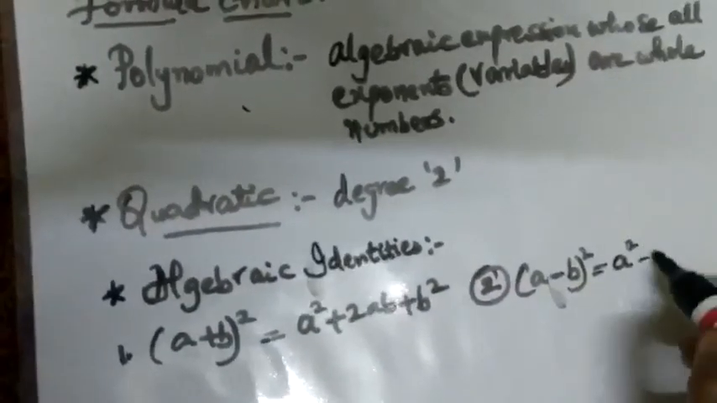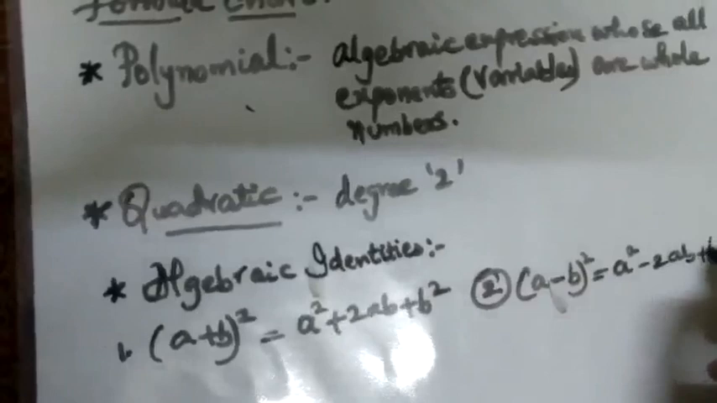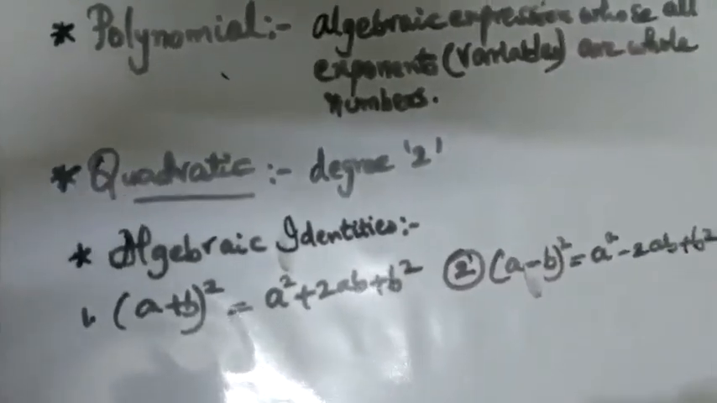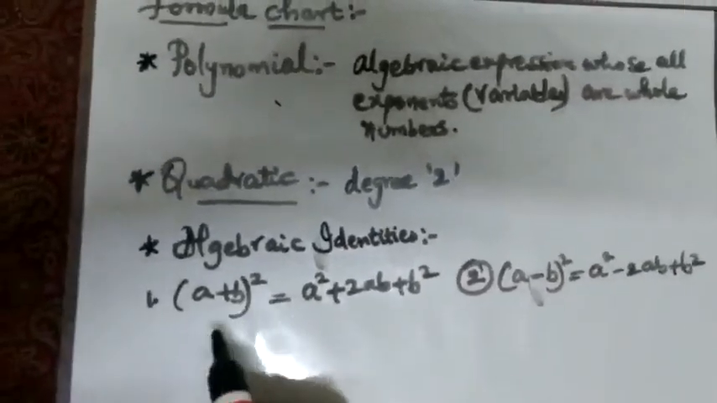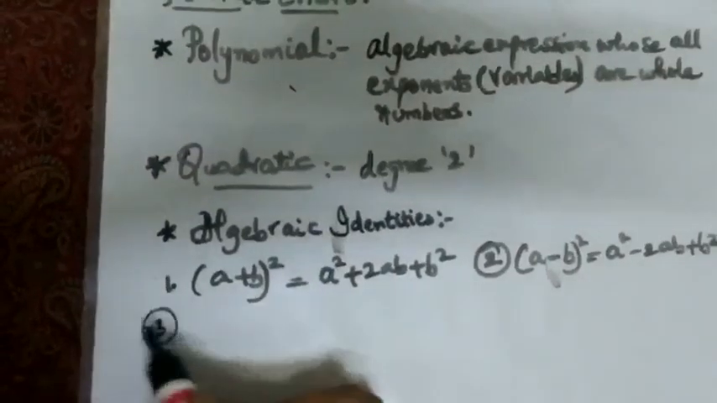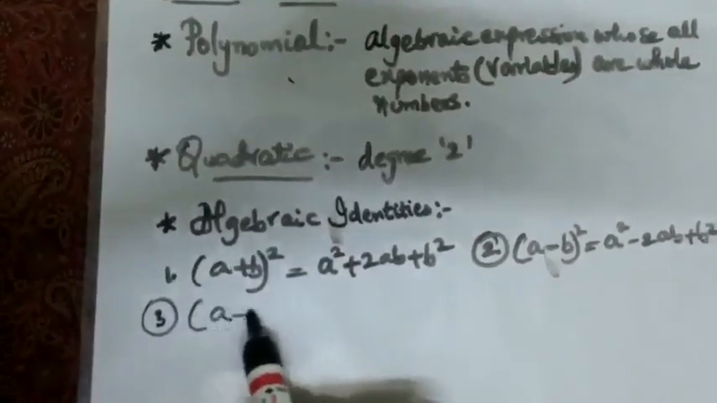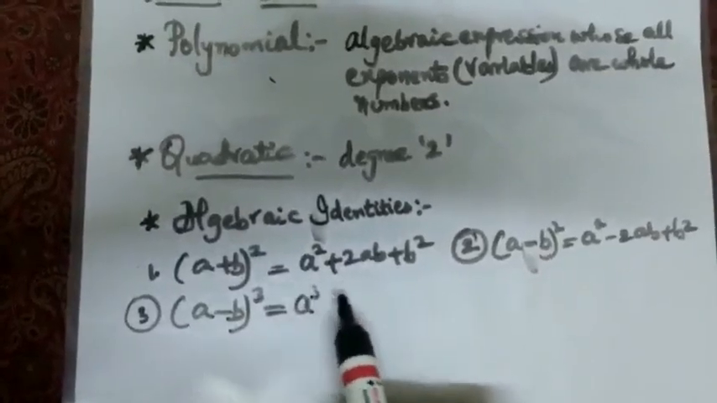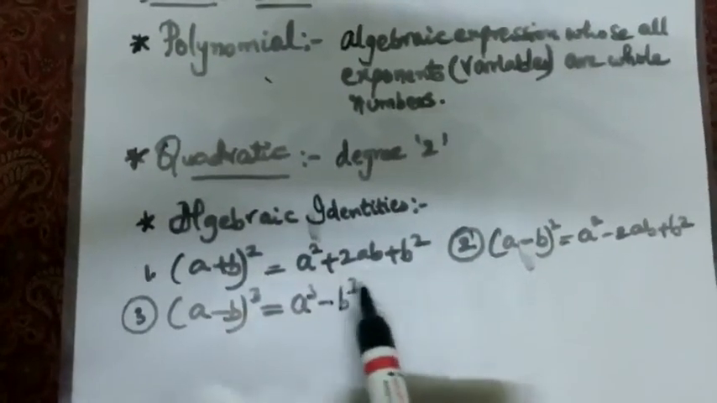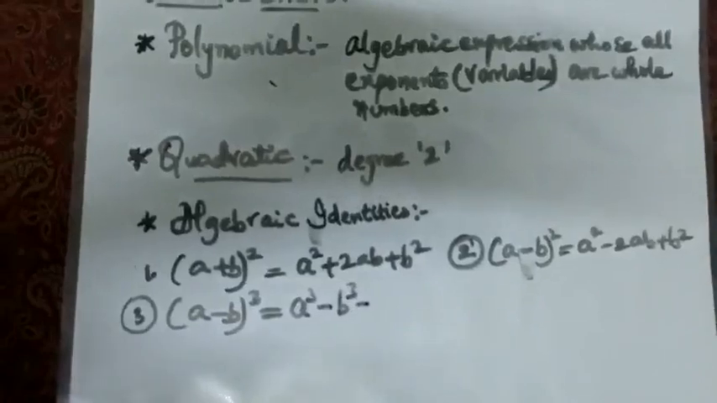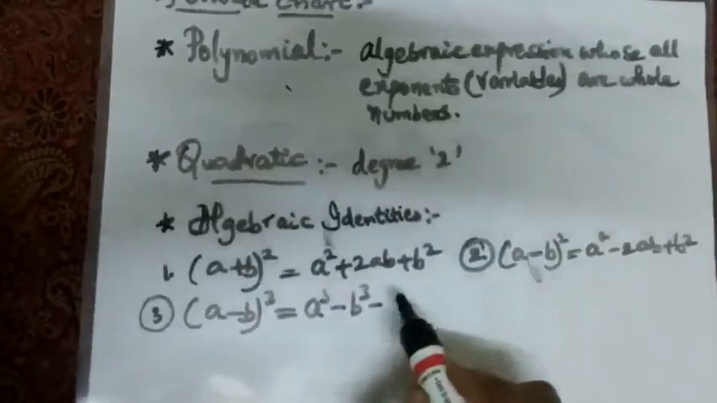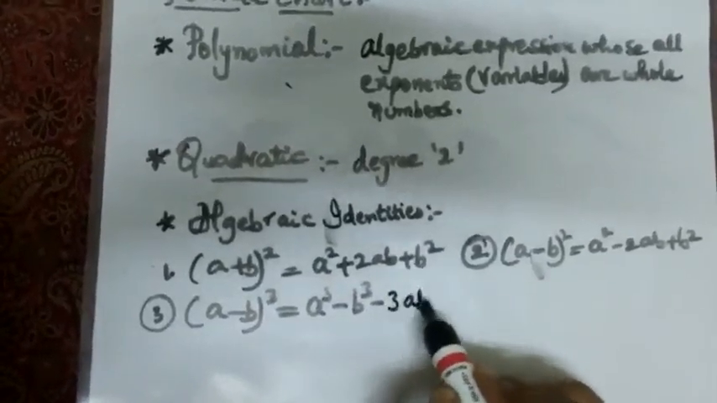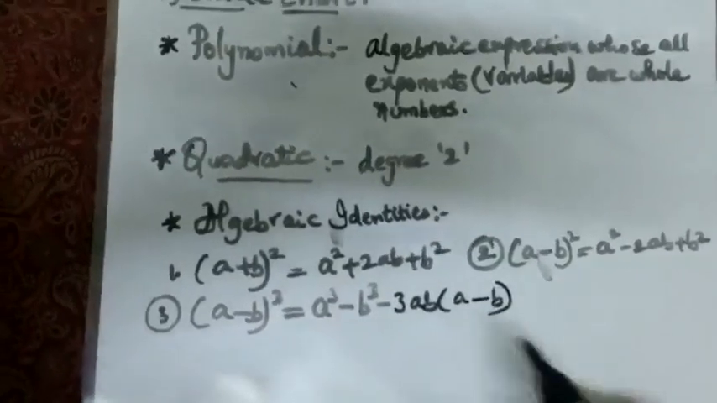a square minus 2ab plus b square. Okay, then the third formula I want to keep here is (a minus b) whole cube. How to write the formula? We all had learned a cube minus b cube minus what should come? It will be coming as 3ab into (a minus b).